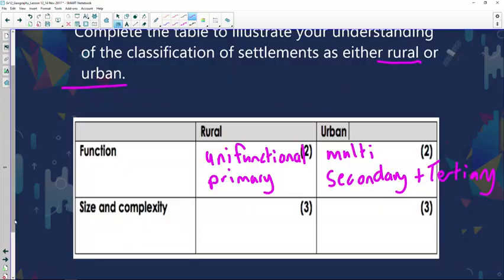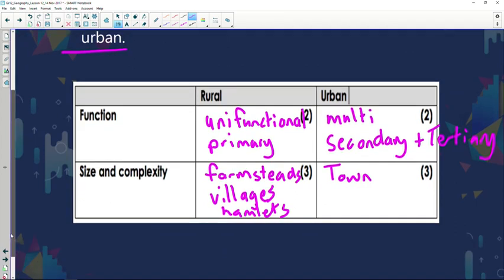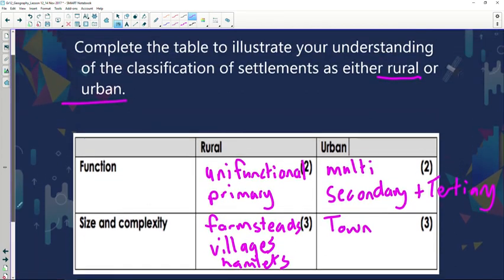Now if we want to define a settlement, it is where people live. If we look at size and complexity, rural settlements are usually farmsteads, villages, and hamlets. Now if you look at urban settlements, it starts from towns and includes cities, metropolis, conurbations, and a megapolis. So that's the difference between your rural and urban areas.